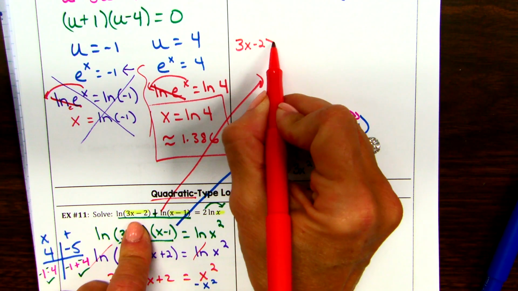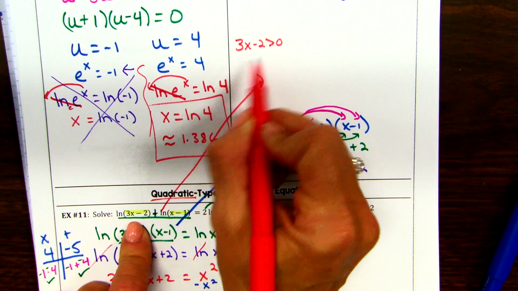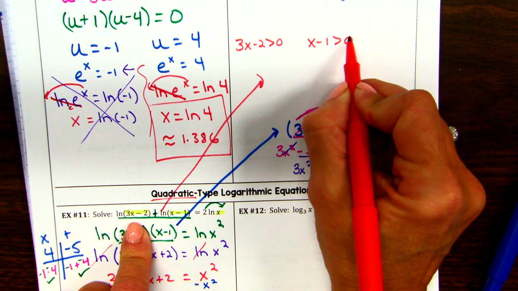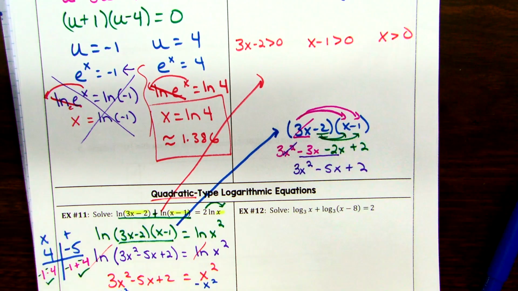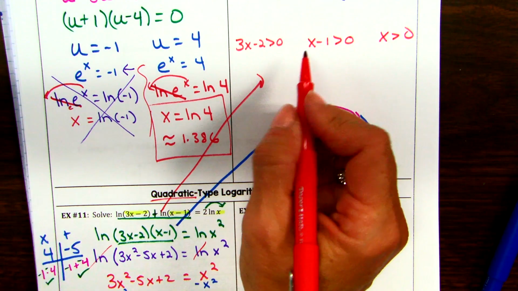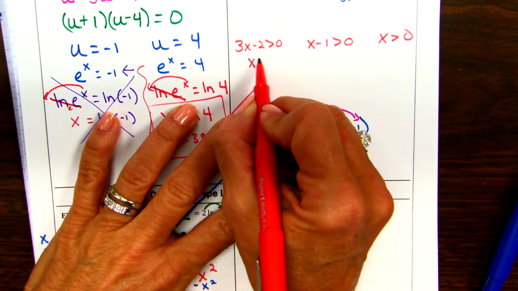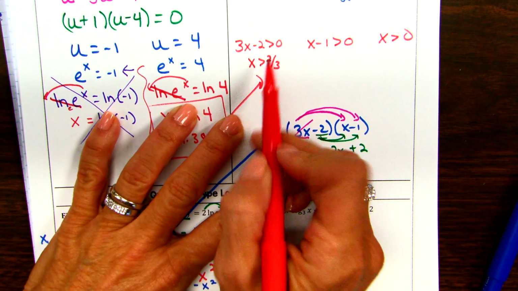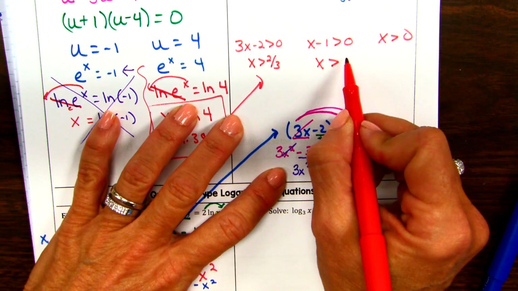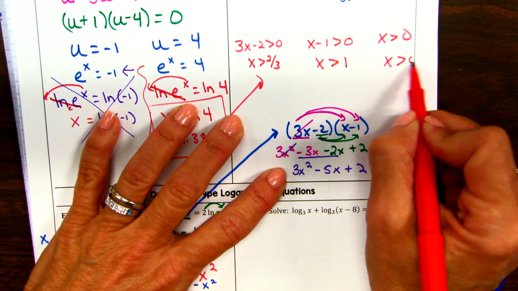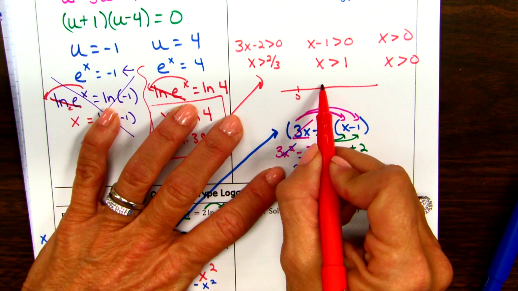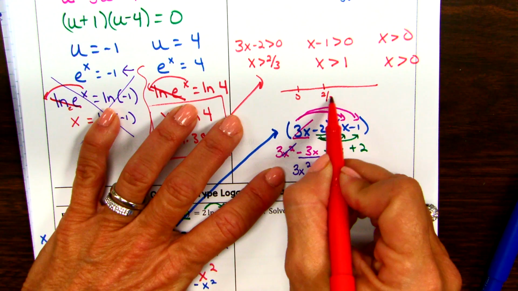3x minus 2 has to be greater than 0, right? Whatever we get there has to be positive. This has to be positive. This, okay, that's already just saying positive. So in your head, writing it out, whatever you want to do, you would want to simplify these. So for this part of our domain, x has to be greater than 2/3, x has to be greater than 1, x has to be greater than 0. Mentally, write it out, whatever works for you. Think of the number line.